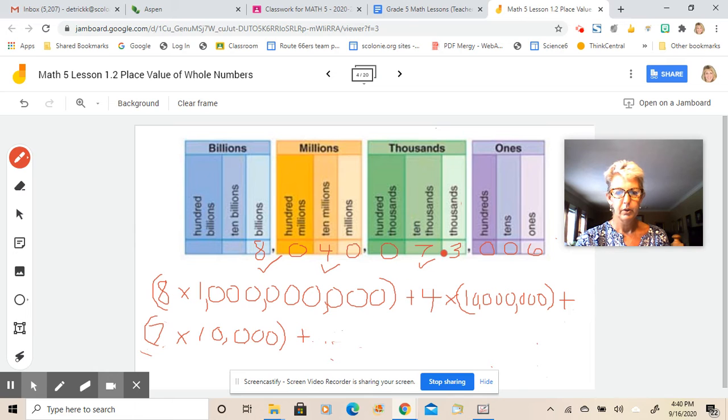Plus, so now let's move on to the 3. So that's 3 what? It's 3 thousands. So we'll write it 1,000.